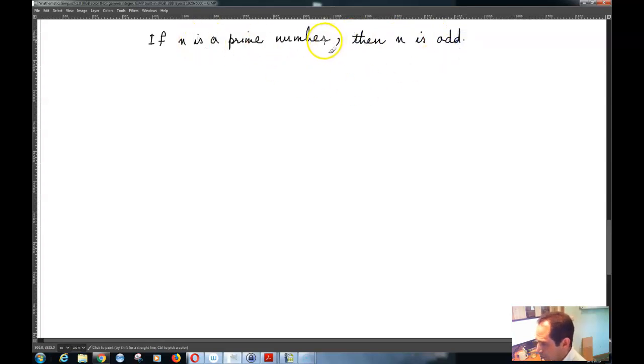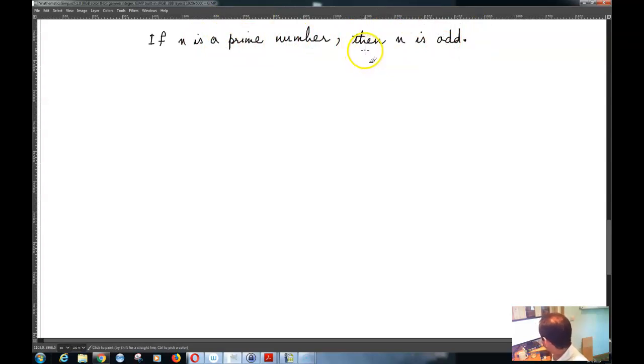Now question number 2, we want to write the contrapositive and converse of these statements. So for example, we have a statement: if x is a prime number, then x is odd, which is not true. Of course, it's not true because 2 is a prime number, but it's even.